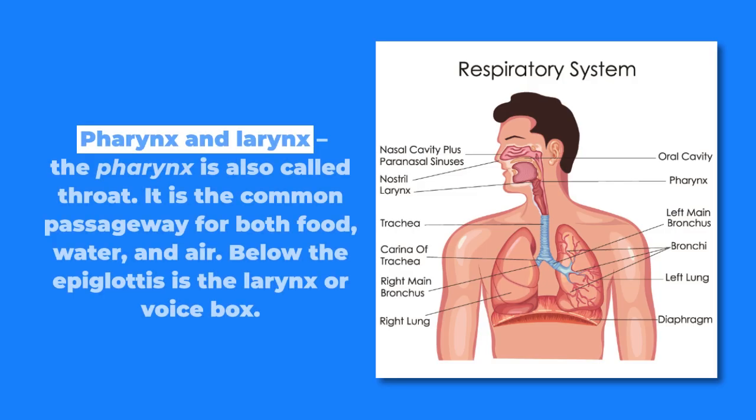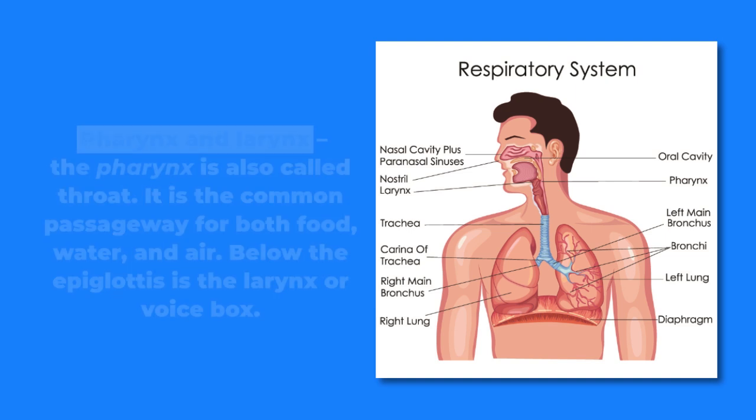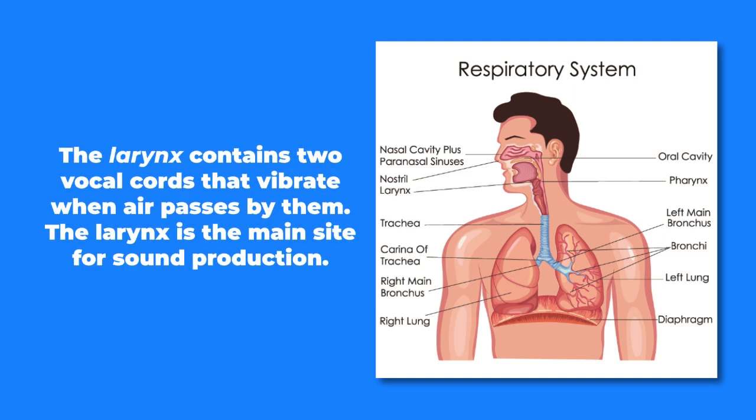Number 2, pharynx and larynx. The pharynx is also called the throat. It is the common passageway for food, water, and air. Below the epiglottis is the larynx or voice box. The larynx contains 2 vocal cords that vibrate when air passes by them. The larynx is the main site for sound production.